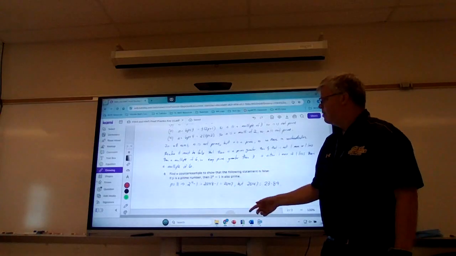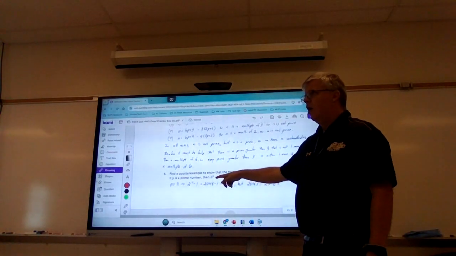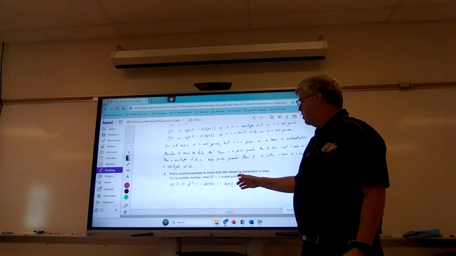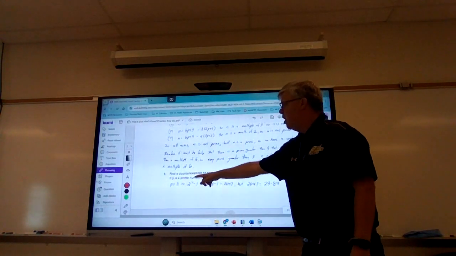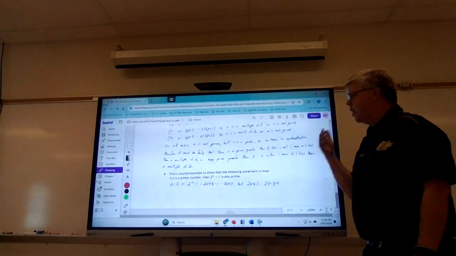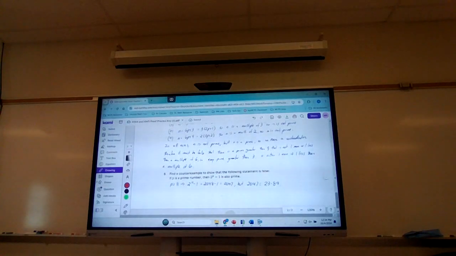Somebody was saying, could you use 4 as a counterexample, because 4 makes this not prime? 2 to the 4th is 16, minus 1 is 15, but it doesn't work as a counterexample because 4 is not prime, right? So you only have to check the primes. So that's 2, 3, 5, 7, and then 11 is your next one.